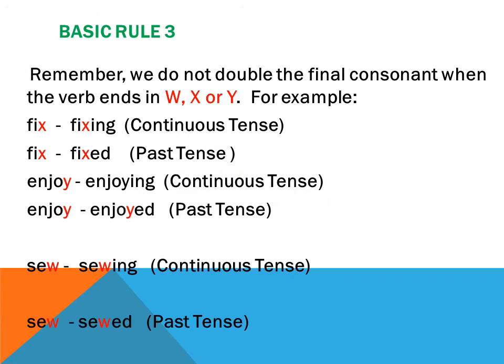Basic rule 3. Remember, we do not double the final consonant when the verb ends in W, X, or Y. For example, fix, fixing, continuous tense. Fix, fixed, past tense. Enjoy, enjoying, continuous tense. Enjoy, enjoyed, the past tense. Sow, sowing, continuous tense. Sow, sowed, the past tense.